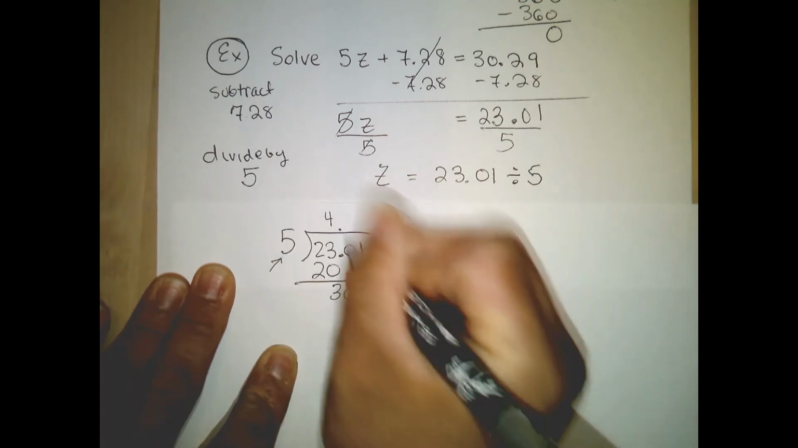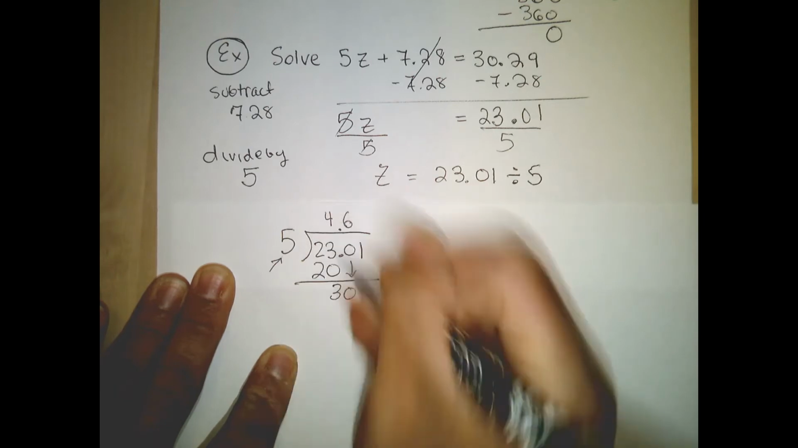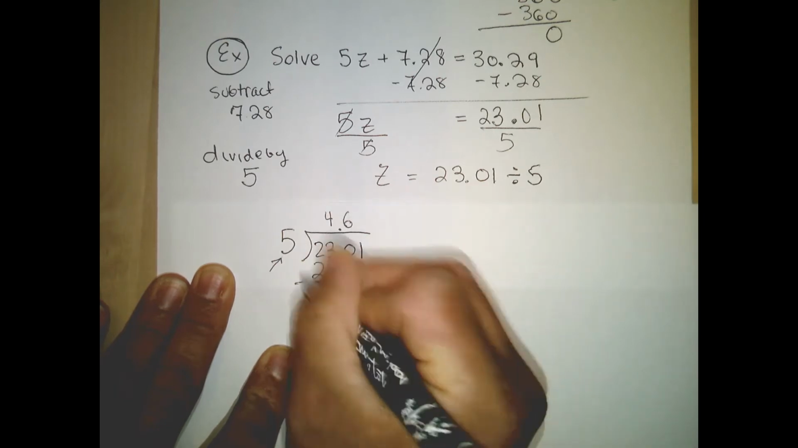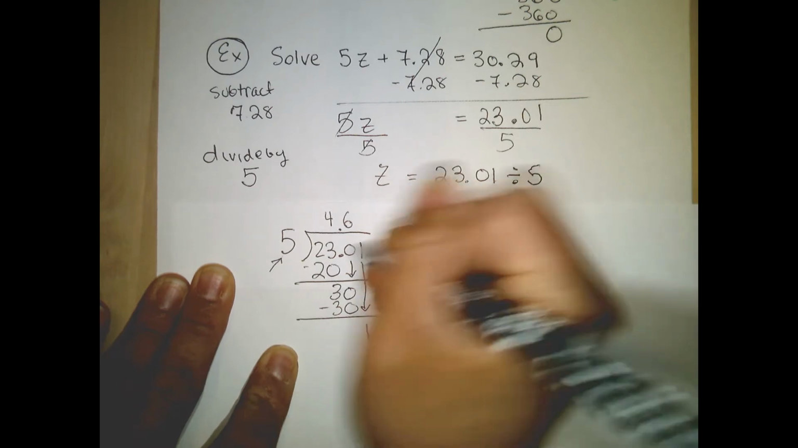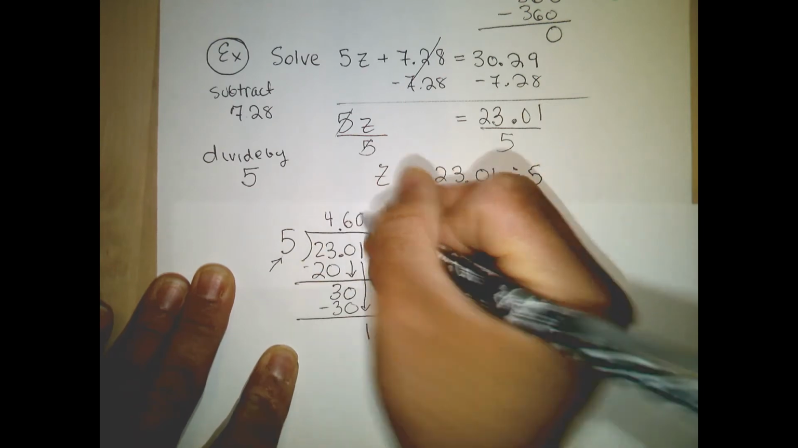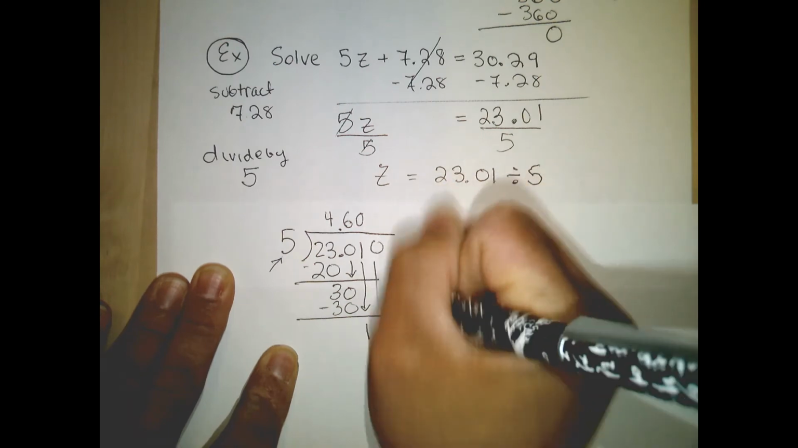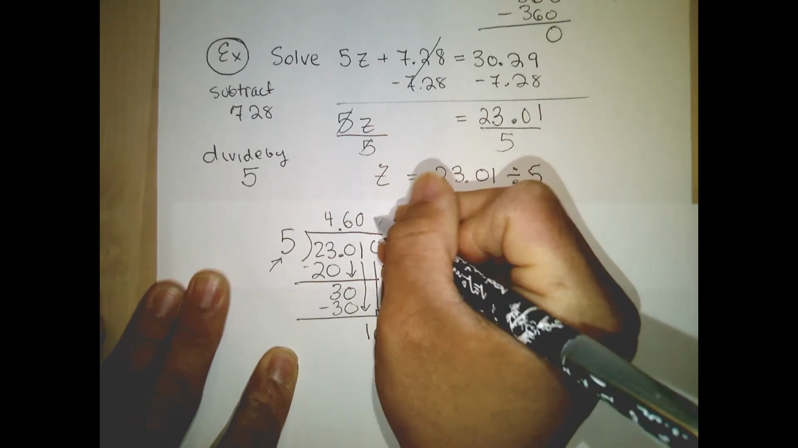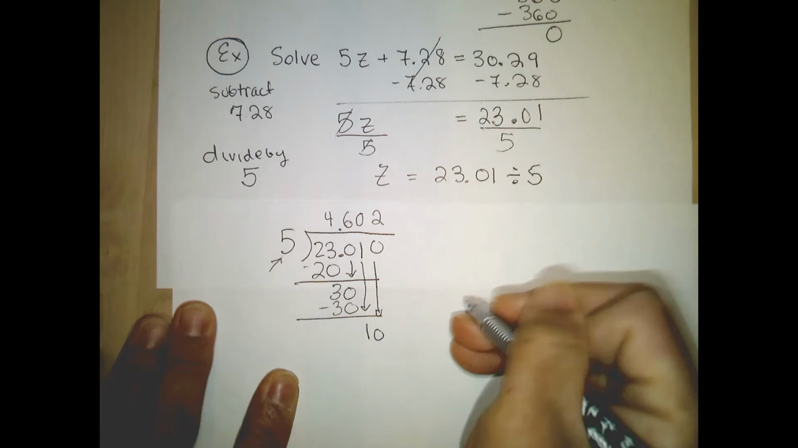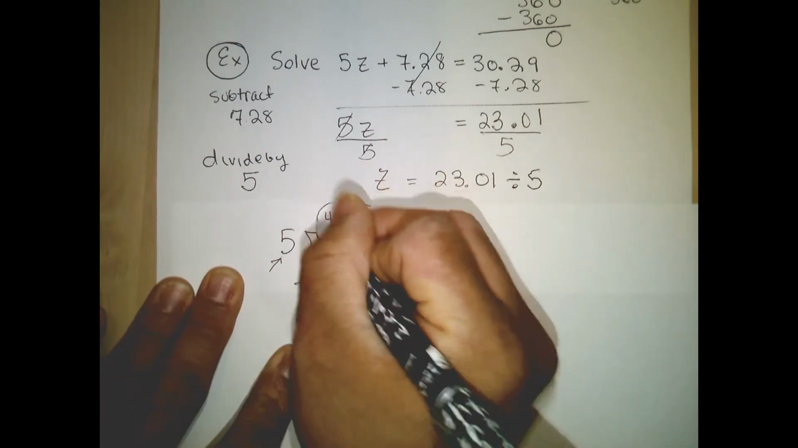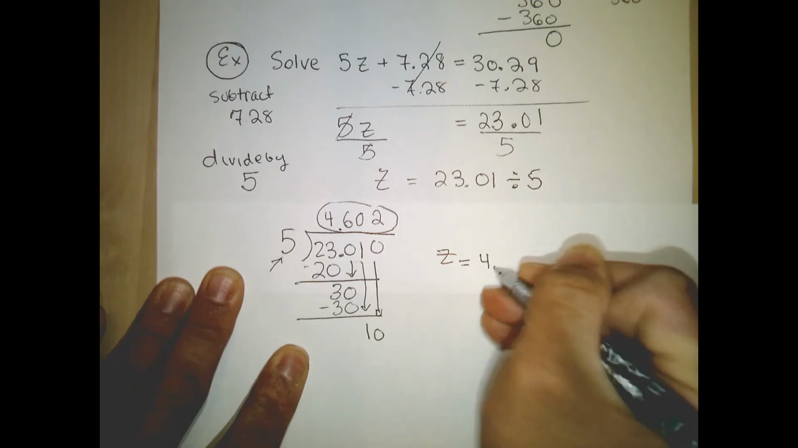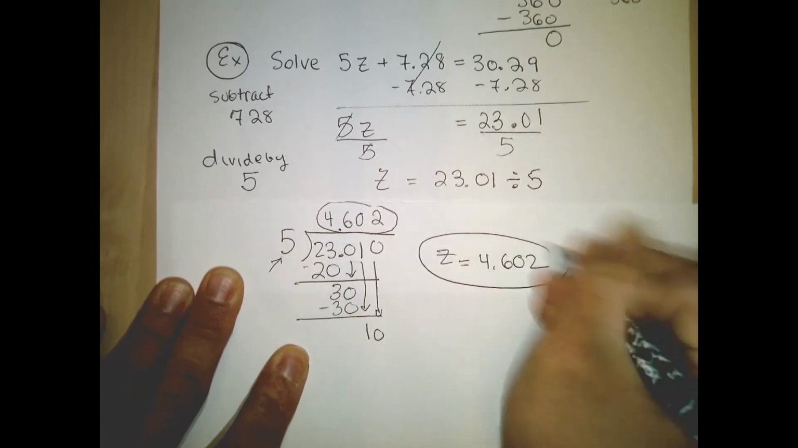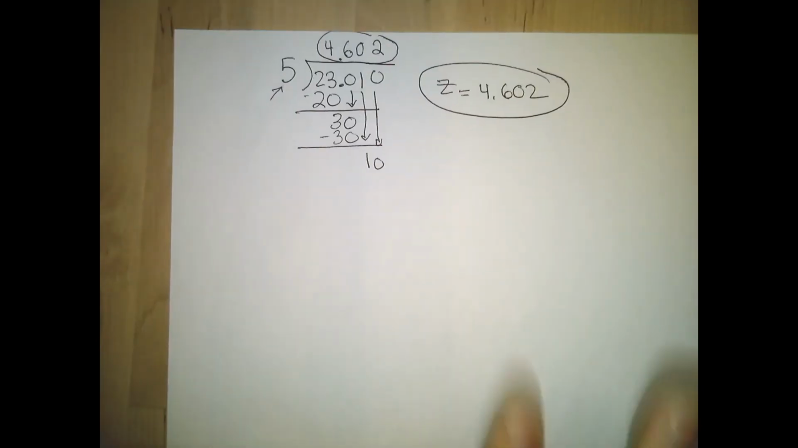5 goes into 30 6 times. 6 times 5 is 30. So we'll subtract 30 minus 30, 0, and bring down the 1. And 5 doesn't go into 1, so that's 0 times. We need to add a 0. 5 goes into 10 then 2 times. So we have 4.602. So z is equal to 4.602 in this case.